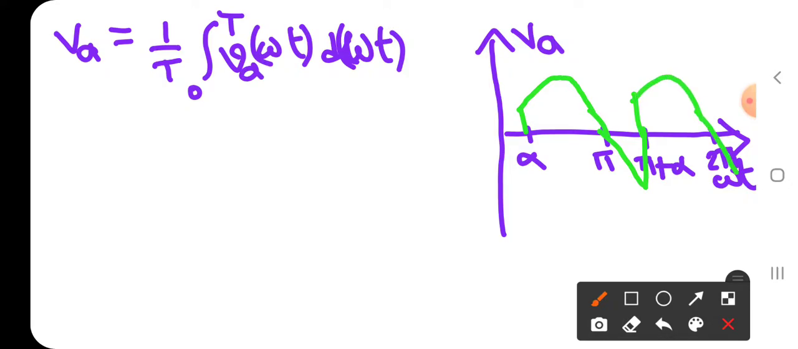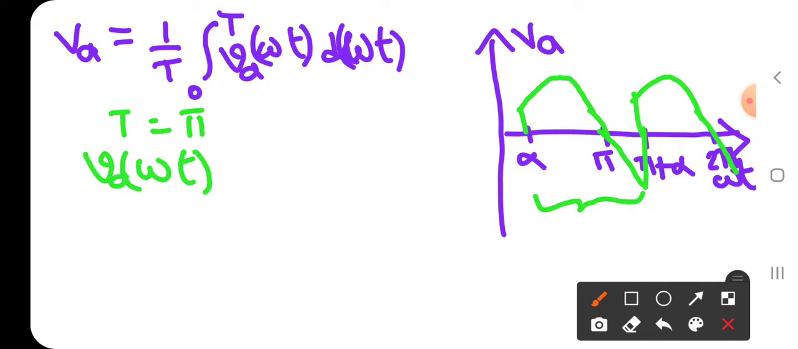like this. Now what is the time period of the armature voltage? Any one cycle you need to take. This is one cycle, the same thing is repeated again. So the time period is alpha to pi plus alpha, which is pi only. T is equal to pi. Now what is Va of omega t during the pi? This is VLN, which is equal to Vm sin omega t.